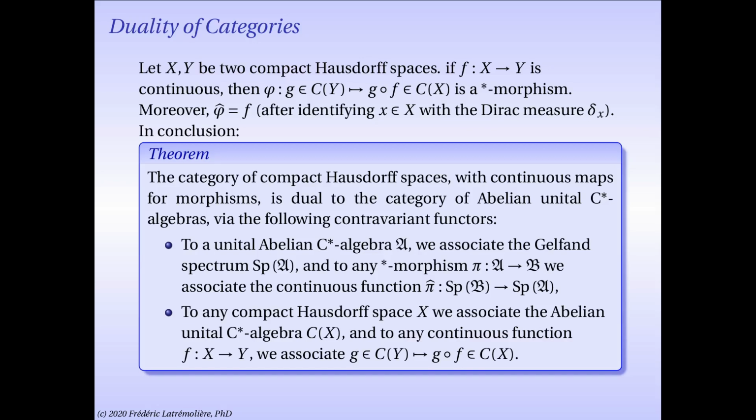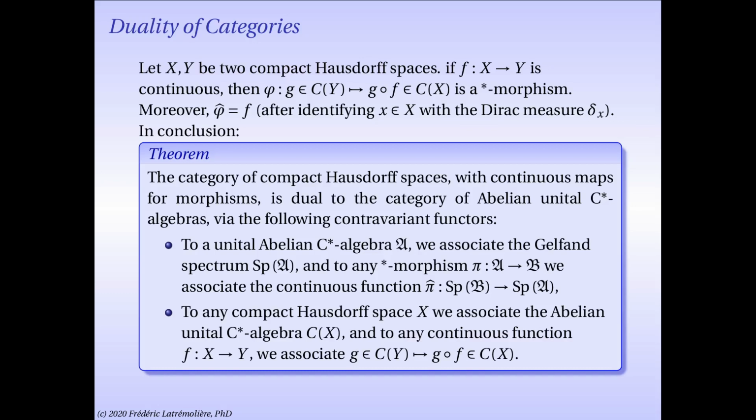So to a unital C-star algebra that's Abelian, you associate its Gelfand spectrum, which gives you a compact Hausdorff space, and to any unital star morphism, we associate the continuous function that's the Gelfand transform of that unital star morphism. And on the other side of things, to any compact Hausdorff space, we associate the Abelian unital C-star algebra of complex valued continuous functions on that space. And to any continuous function, you associate the associated unital star morphism by composition.